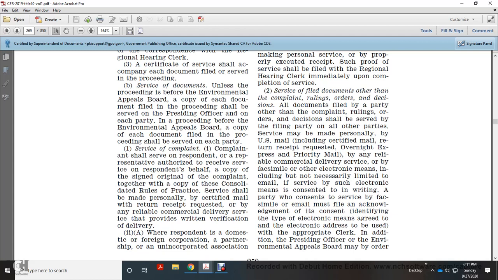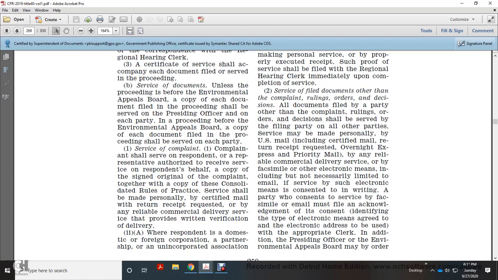Mail, including certified mail with return receipt requested, overnight express, or priority mail, by any reliable commercial delivery service, by fax or other electronic means, including but not necessarily limited to email. For services by such electronic means, the consenting party must consent in writing to the service by fax or email, and must file an acknowledgement of its consent.